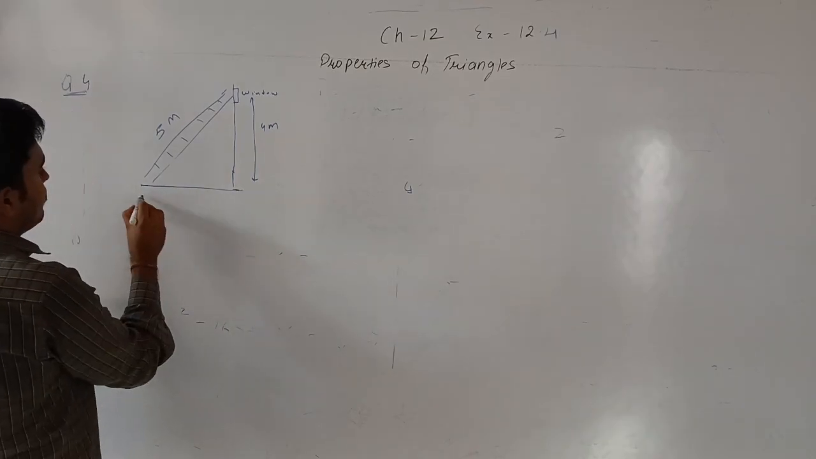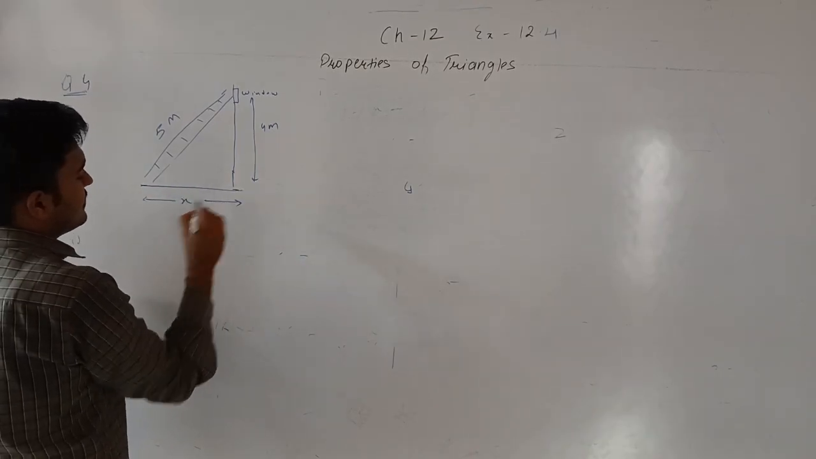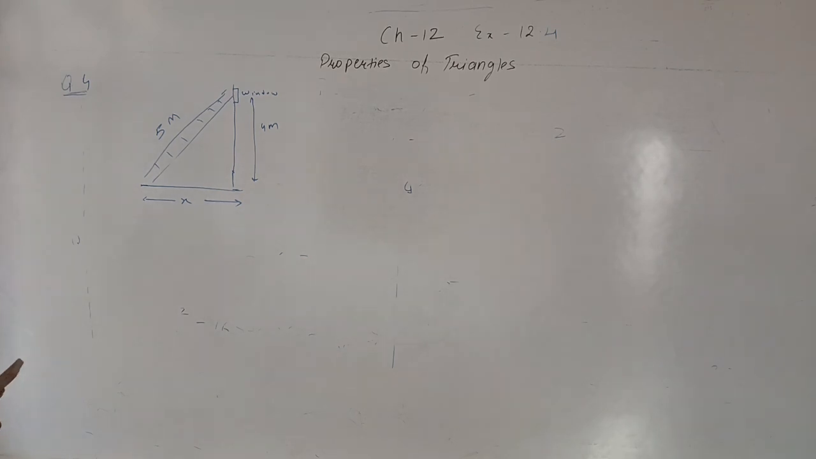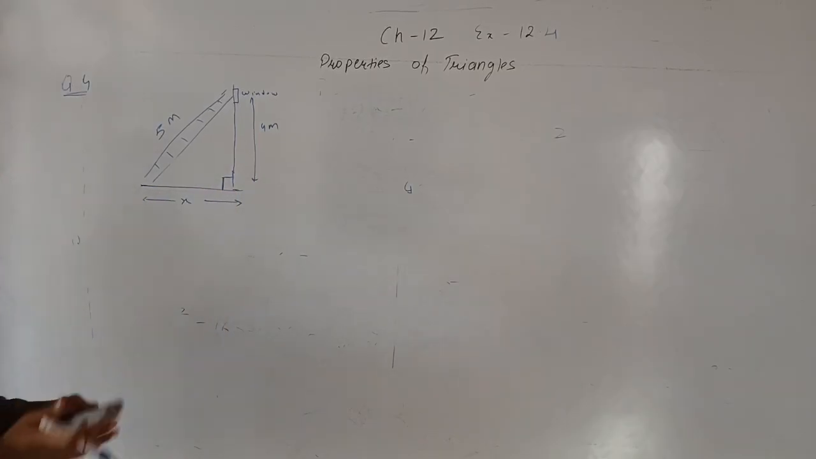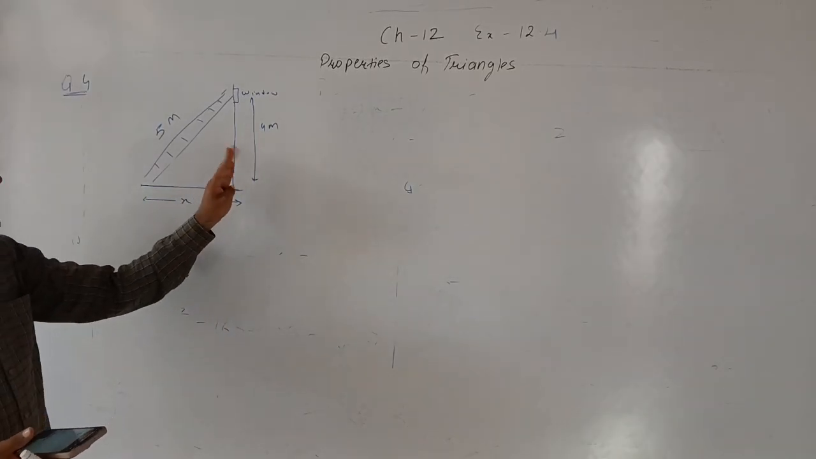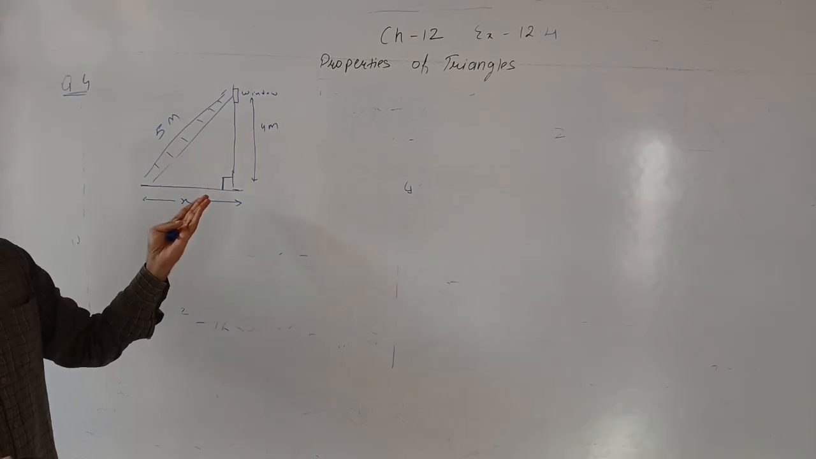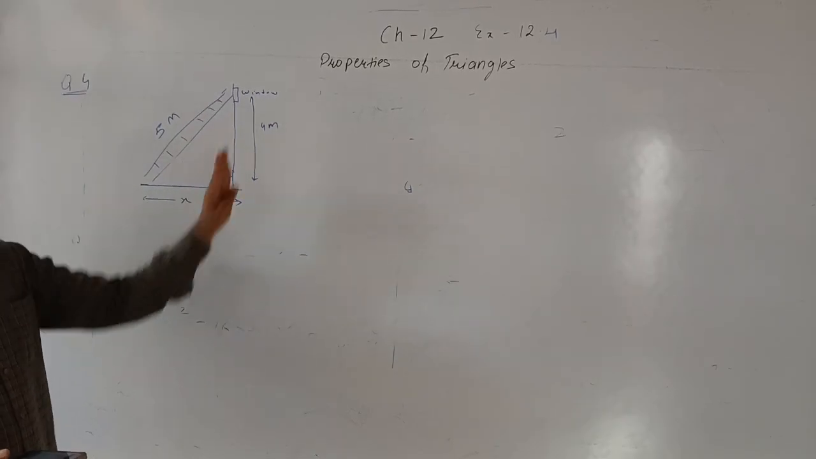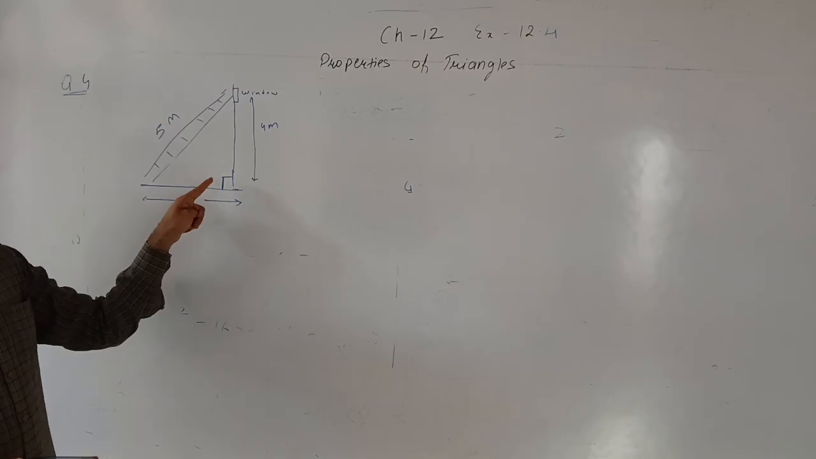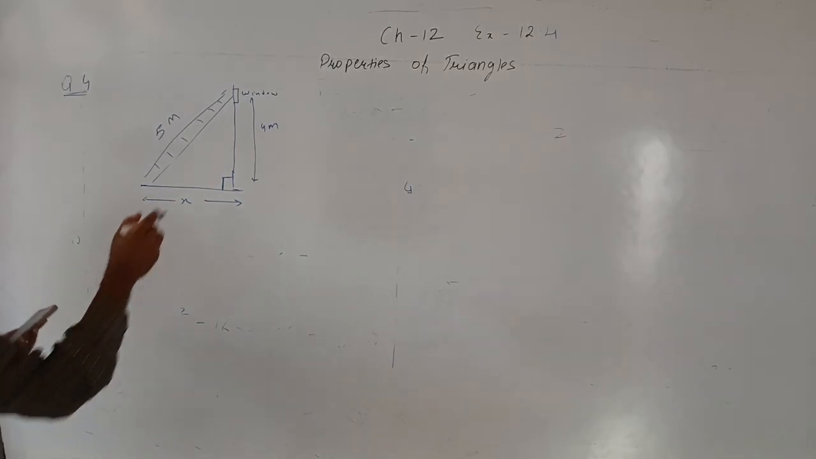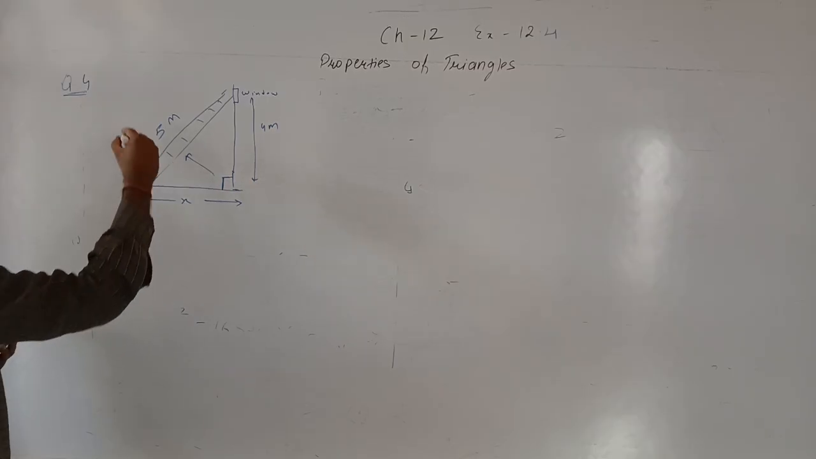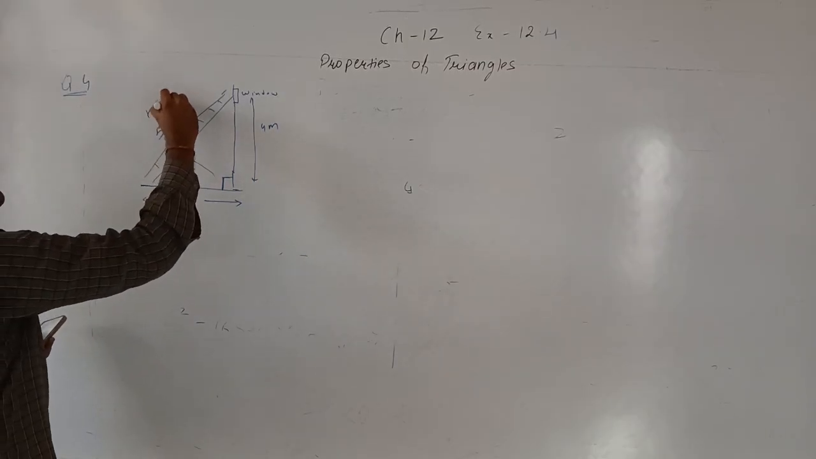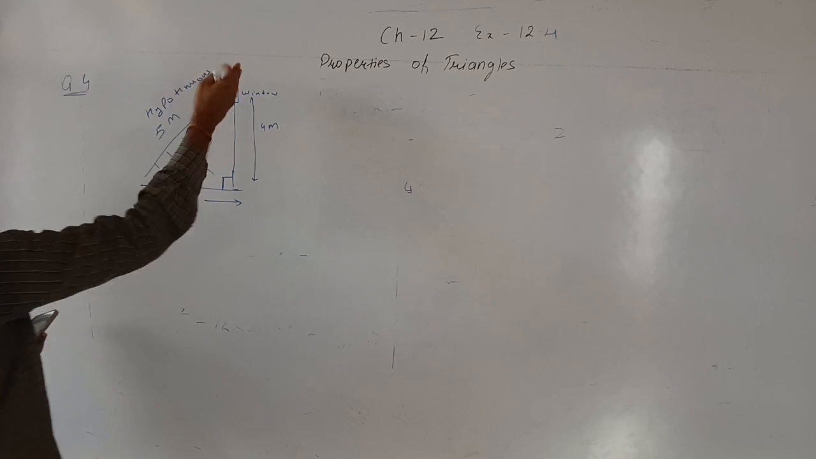So the distance between the base and the house, let this distance be equal to x. We know that a house will always be perpendicular to the ground. It will always be vertical. Therefore this angle will always be 90. Since this angle is 90, this is a right angled triangle, and the side 5-meter, the ladder which is opposite to the 90 degree, is the hypotenuse of the triangle.